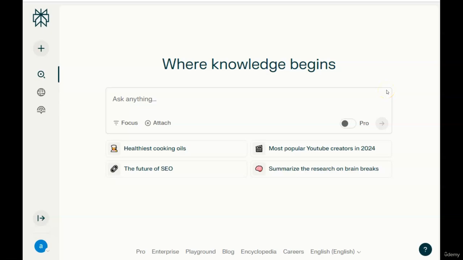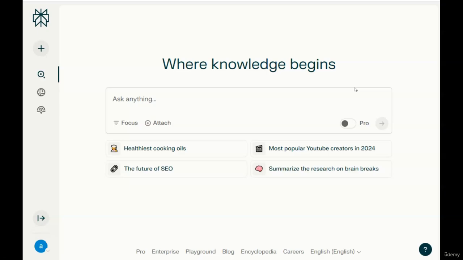Now we are diving into how you can use Perplexity AI's focus feature to tackle math problems and enhance your understanding of complex mathematical concepts. Whether you're a student, educator, or just someone interested in math, this tool can help simplify and solve various mathematical challenges. Let's explore how to make the most out of Perplexity AI for your math needs.